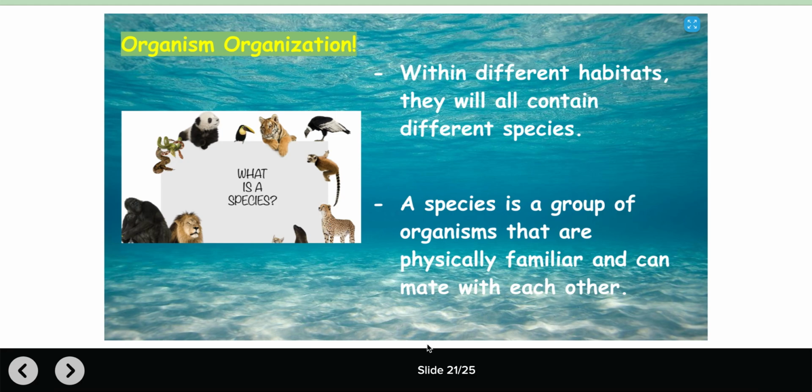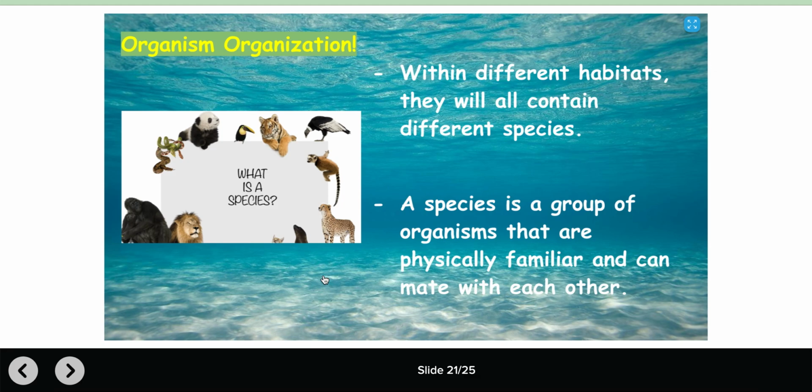But let's continue. A species is a group of organisms that are physically similar and can mate with each other. Meaning, a female cheetah and a male cheetah are the same species. They can have babies, they can mate, they can have a family. A lion and a lion, of course, as long as they're male and female, can reproduce and have a family. But a lion and a cheetah, even though they're both within the cat family, are not the same species and they're not able to mate.